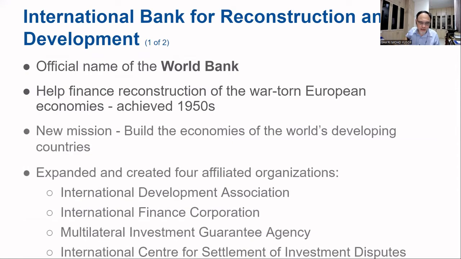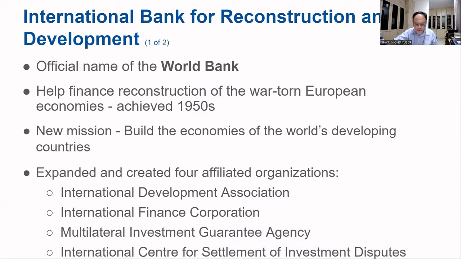So they changed their mission. The new mission is to help build the economies of the world's developing countries, and that's what they have been doing. The World Bank currently has 177 billion in loans outstanding, and it is owned by the 189 member countries. I read somewhere it's already 190 member countries.